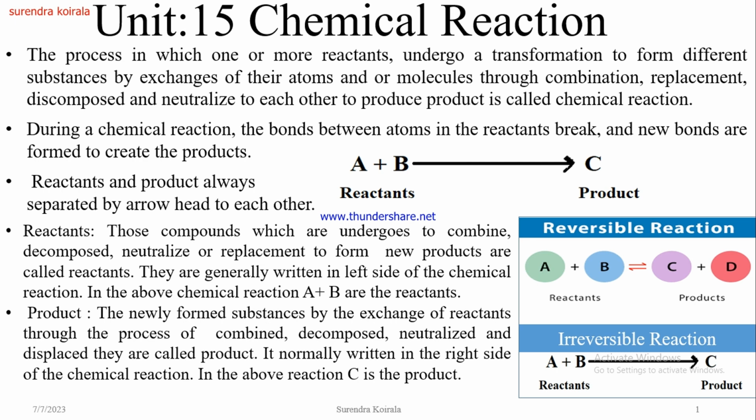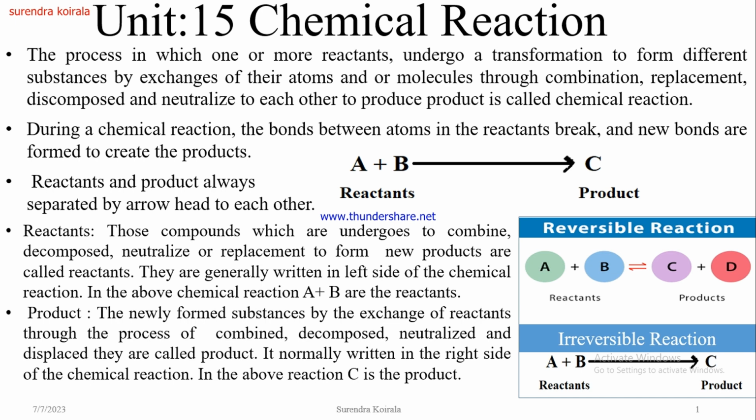Like that, on the screen you can see here, A plus B can change into C plus D, and C plus D can reverse to change into the reactants A plus B. If they can reverse from products to reactants or from reactants to products, these kinds of chemical reactions are known as reversible reactions. Some reactions are reversible and some are irreversible in nature.